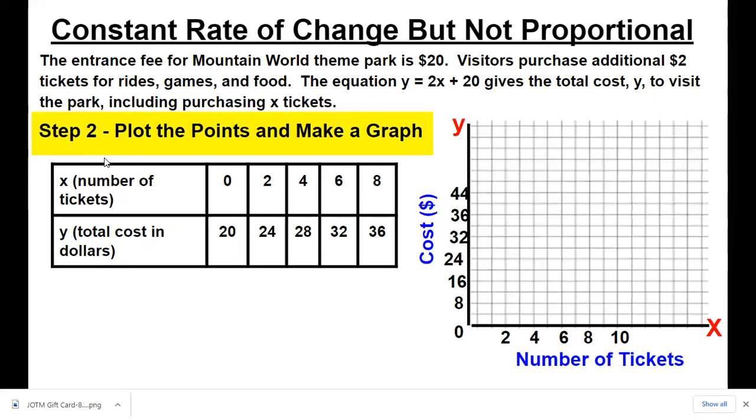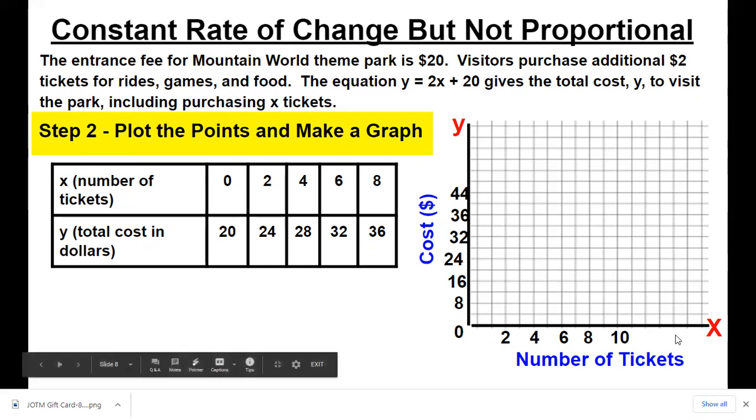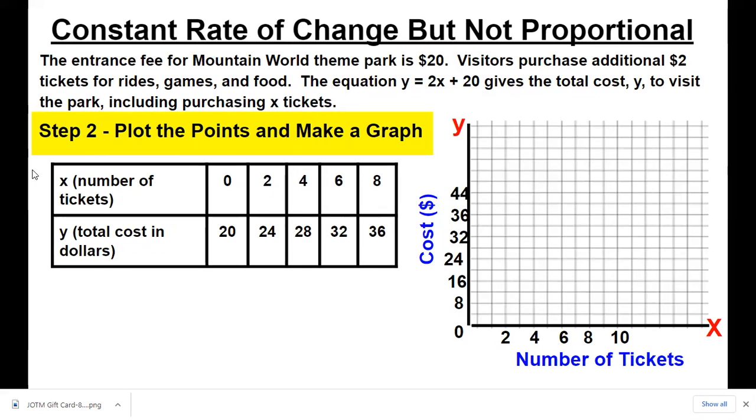So number of tickets, our X is always on the bottom and our cost Y is up and down, the Y values. So I picked numbers that worked with this problem. So they go up by 1s on the bottom, they go up by 4s. Every line goes up by 4 on the top. Sometimes you have to think about what's your best way to label your axes. So let's plot our points.